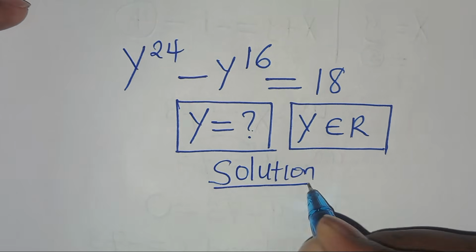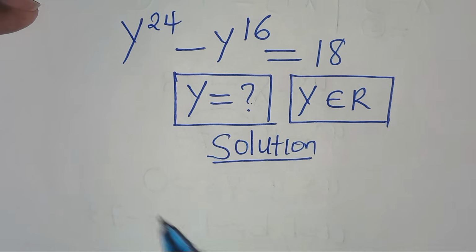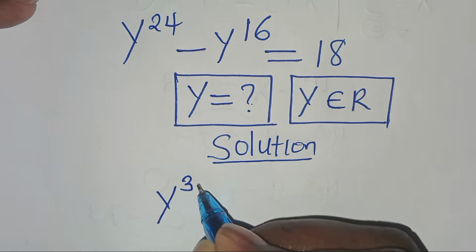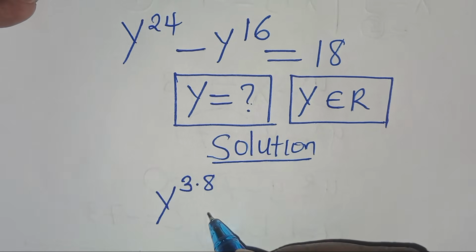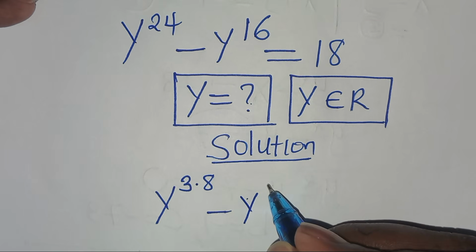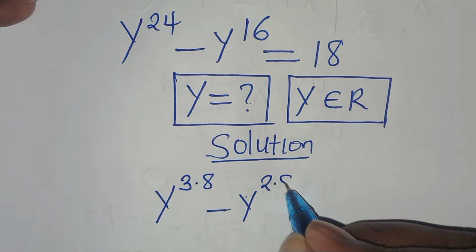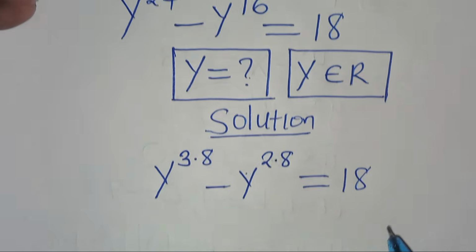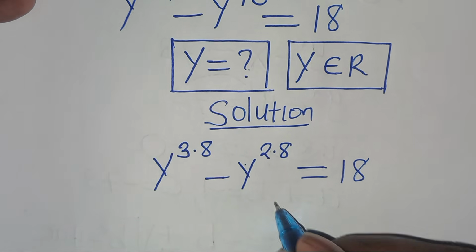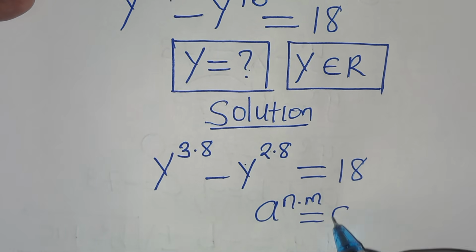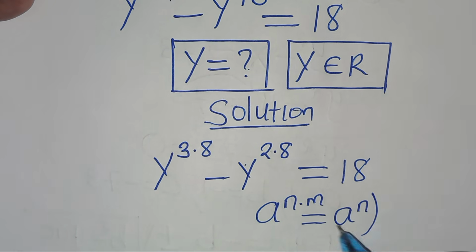The first step is that we can express y to the power of 24 as y raised to the power of 3 multiplied by 8, then minus y raised to the power of 16, which is y to the power of 2 multiplied by 8, which is equal to 18. Now this is in the form of a to the power of n multiplied by m, which we can express as a to the power of n raised to the power of m.